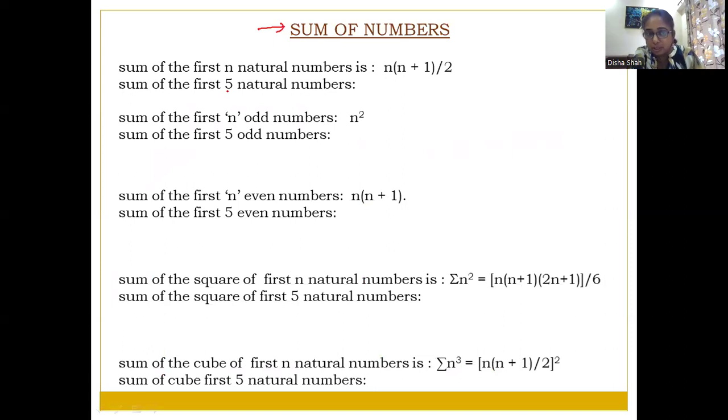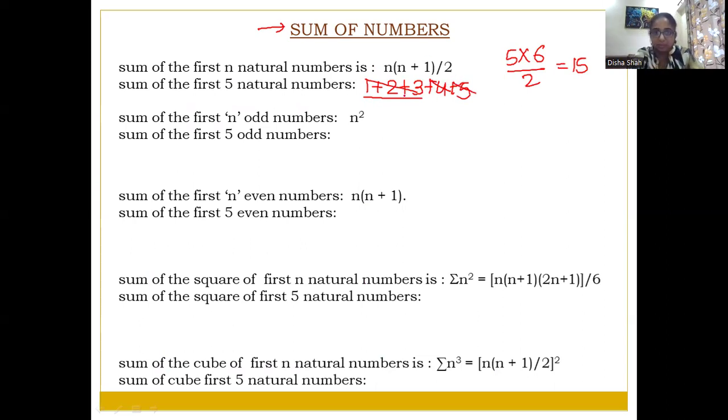तो अगर आपको कोई पूछता है कि पहले पांच नेचुरल नंबर का सम निकालो, ऐसे. Okay, so this is how you will do, put n is equal to 5. So it is 5 into 6 divided by 2. So answer is 15. ठीक है, आप यहां से भी सम करोगे तो वही आ रहा है. ये हो गया 6 प्लस 4 10, 10 प्लस 5 15.